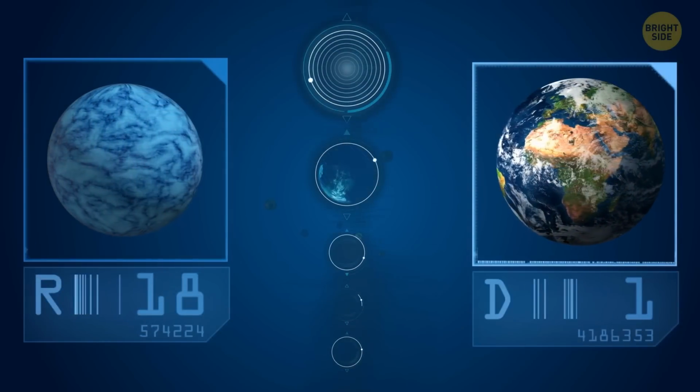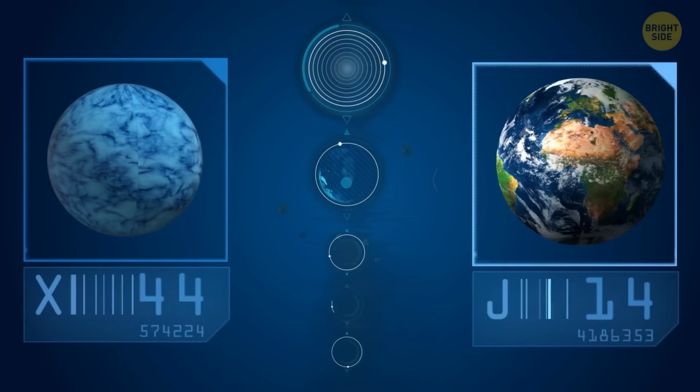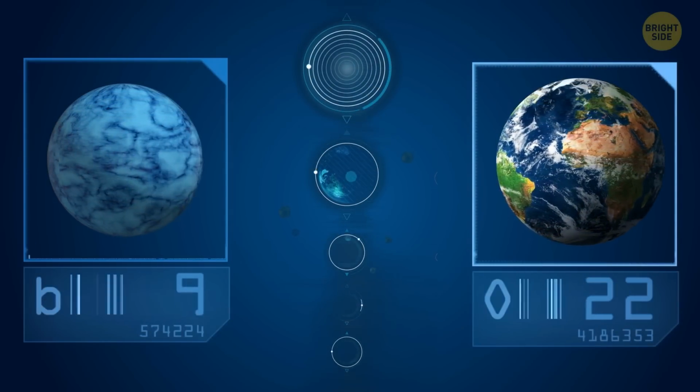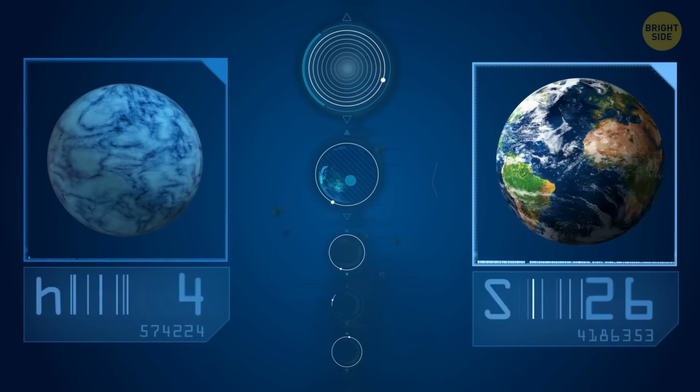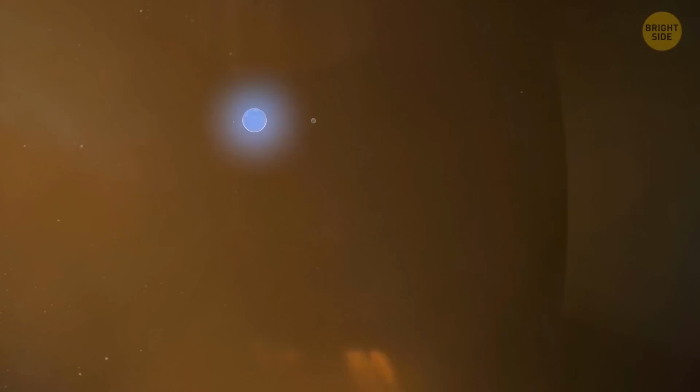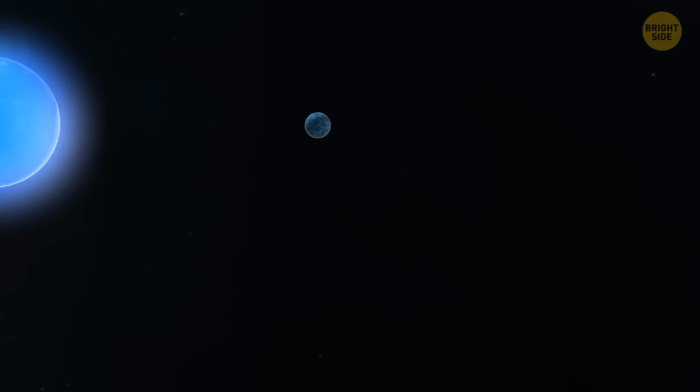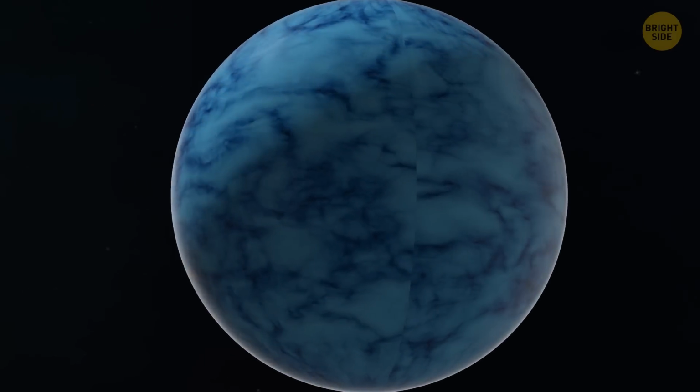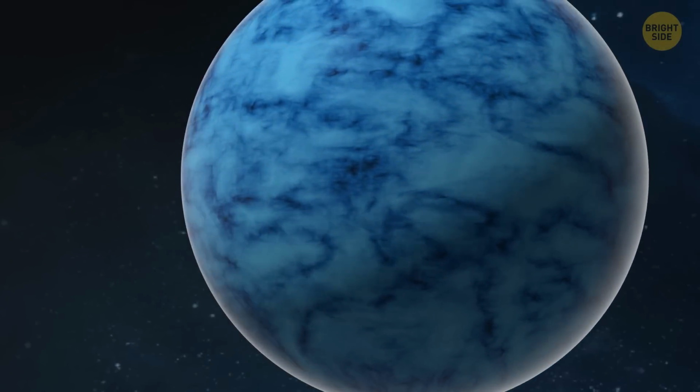Now, we know that this is a terrestrial planet, just like Earth. And if it really does contain water, there could even be life there. But don't pack your bags just yet. There are still many unknowns about Kepler-1649c. For example, we don't know what its atmosphere is like or what kind of surface it has.